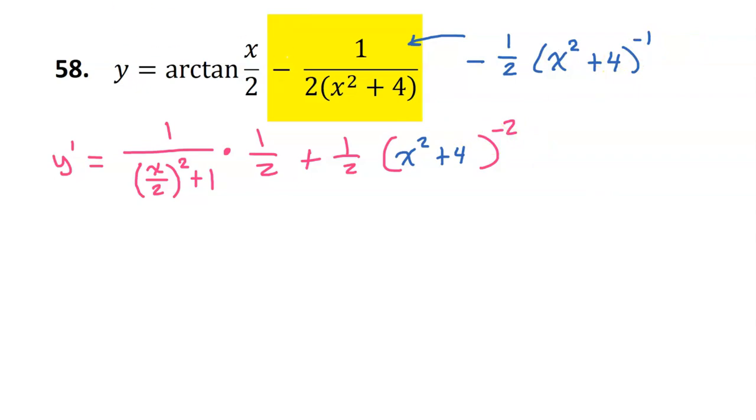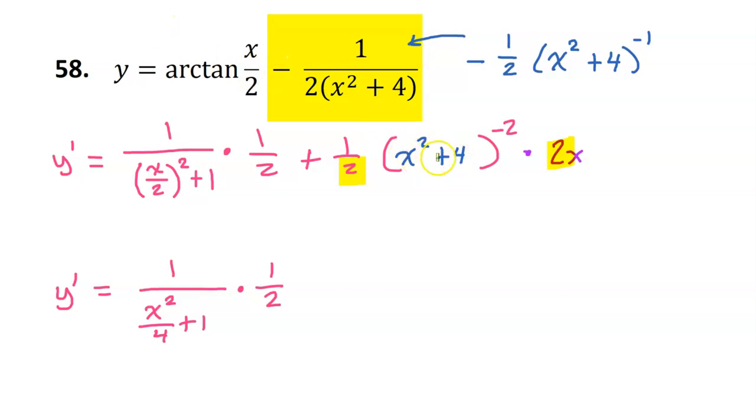But because of the chain rule, we then multiply by the derivative of the inside. So the derivative of x squared plus 4 is 2x. All that's left is to simplify. x over 2 squared is x squared over 4. Notice that we have a 2 in the denominator and a 2 in the numerator, so these are gone.